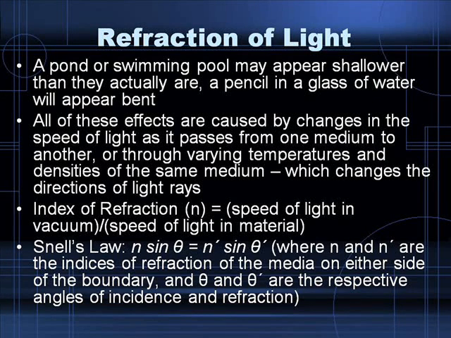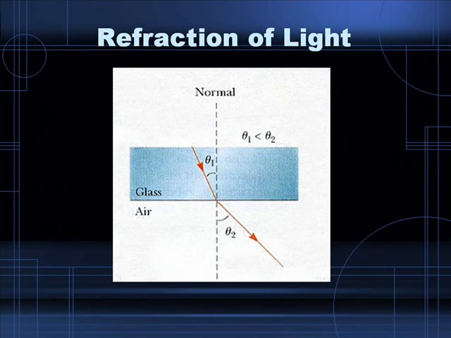Refraction of light. A pond or swimming pool may appear shallower than it actually is. A pencil in a glass of water will appear bent. All of these effects are caused by changes in the speed of light as it passes from one medium to another. Differences in the same medium can also change the direction of light rays. Index of refraction: speed of light in a vacuum divided by speed of light in the material. Refraction of light.